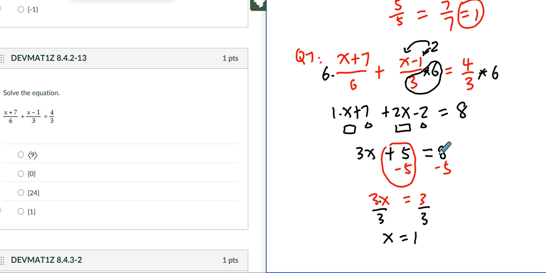Rewrite here. And then we subtract 5 on both sides to take this positive 5 to the right-hand side, which is actually positive and negative 5, they cancelled. So it looks like this positive 5 shifted to the right-hand side. 8 minus 5 is positive 3. And here we take 3x down here. Both sides divided by 3, we then have x is 1. So here we should choose this answer.